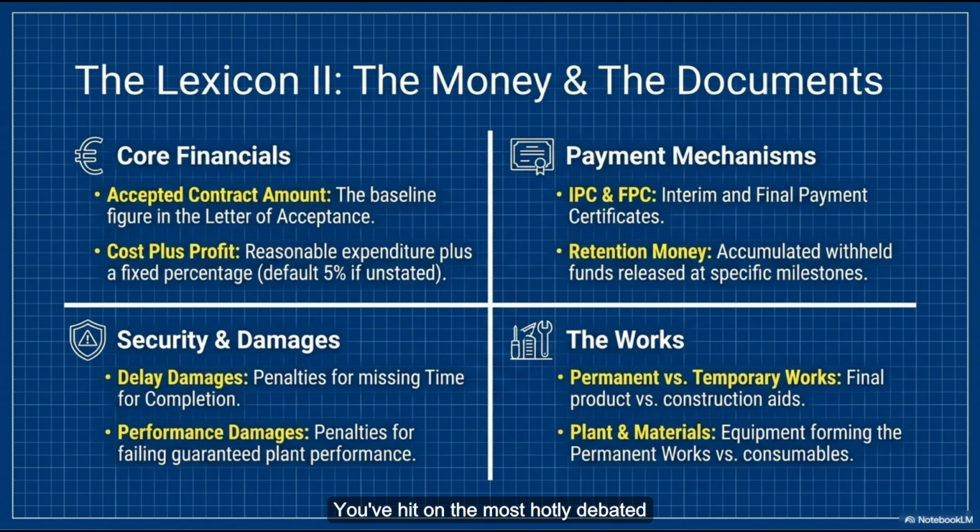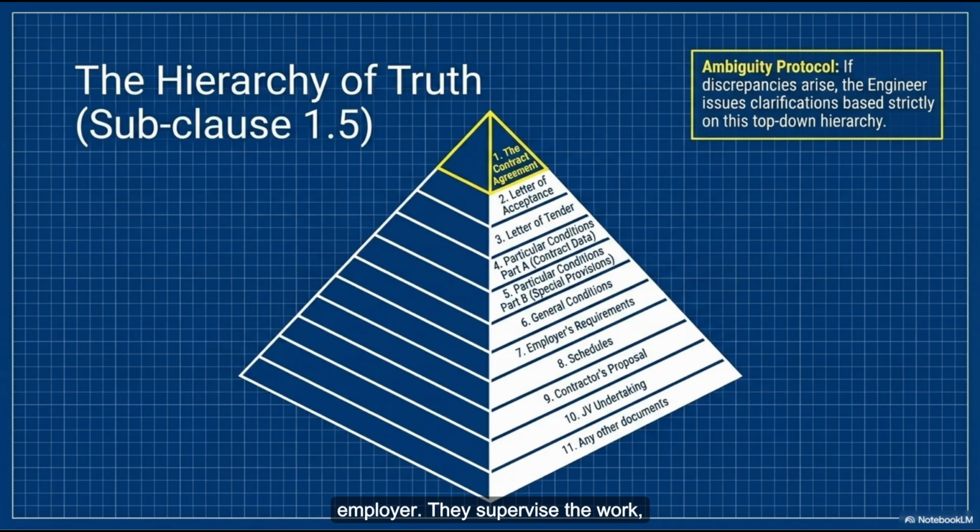You've hit on the most hotly debated mechanism in all of international construction law. It's a massive point of friction. I can imagine. It sounds impossible. Well, on a day-to-day basis, they do act on behalf of the employer. They supervise the work, issue instructions, verify materials, all that. Okay. But the moment a dispute arises, say the contractor hits that underground river we talked about and files a claim for more time and money, the engineer must switch hats.